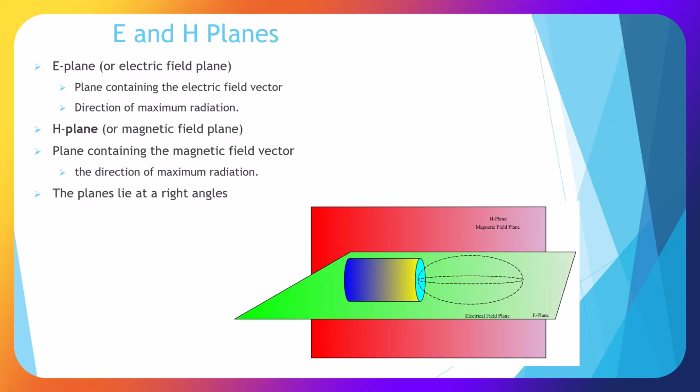Here's a diagram of E and H planes. This is a horizontal antenna, and we have two planes: an E plane, which is electrical and is the direction of maximum radiation, and the H plane, or magnetic field. These two planes are at right angles.